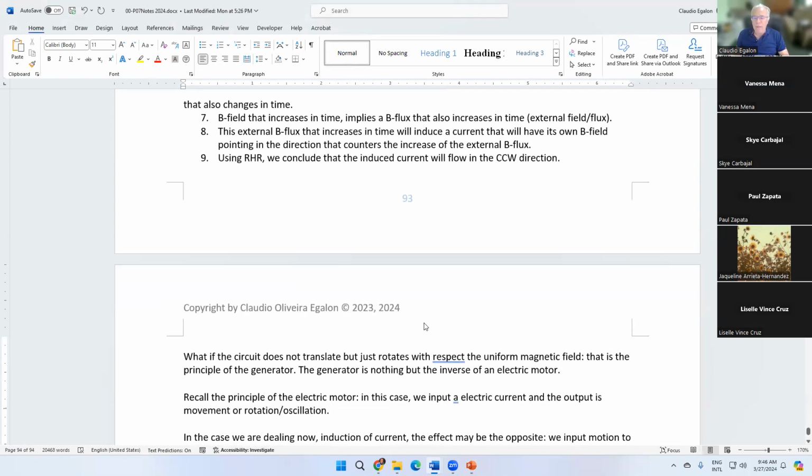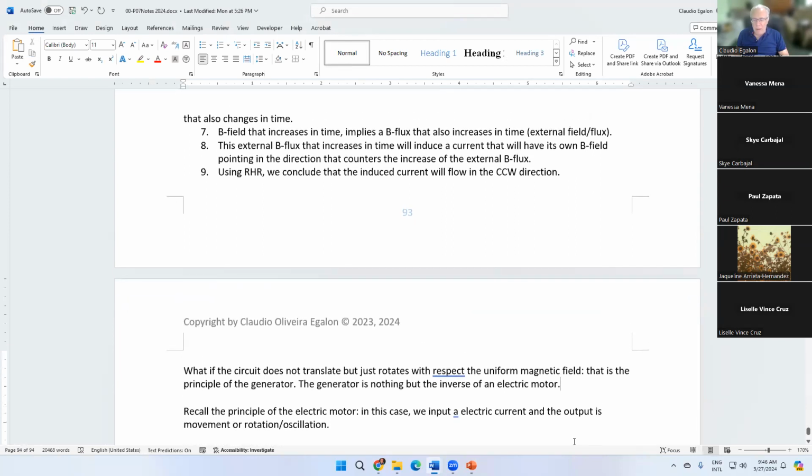So recall the principle of the electric motor, in that simulation that you saw. And let's go there in that simulation too. Okay, in the case of the electric motor, we use an electric current. We input it as an input to the device, and the output becomes an oscillation or a rotation. So electric energy is converted into mechanical energy. That's how the electric motor works.